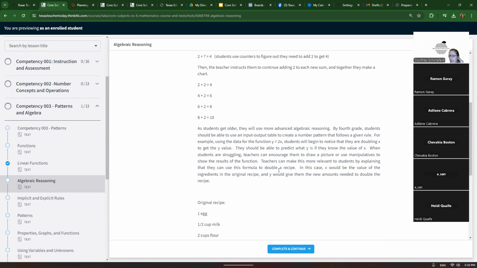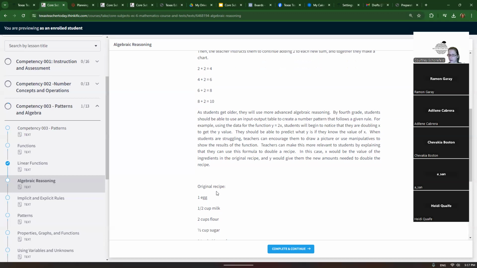And I've even seen teachers bring in ingredients to make something in class. Like one teacher I know, she brought in crock pots to the class and they made applesauce together and they used math to follow the recipe. So you could double the recipe. In this case, x would be the value of ingredients in the original recipe and y would give them the new amounts needed to double the recipe.